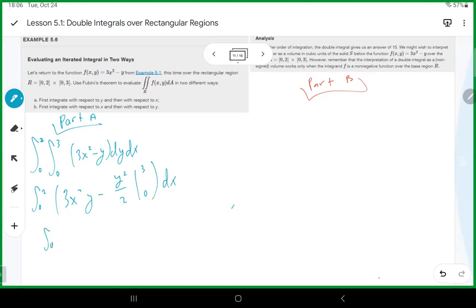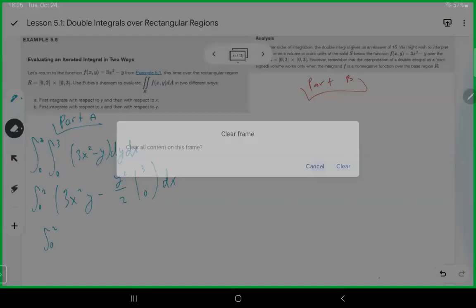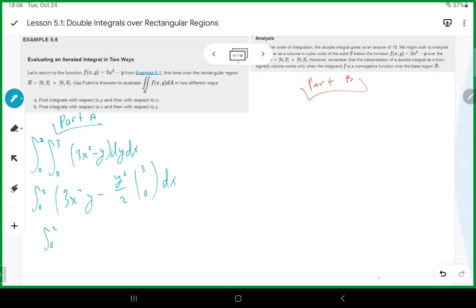So then, cancel. This time, 9x squared minus 9 halves dx is going to be 3x cubed minus 9 halves x from 0 to 2. And if you throw that in, you're going to get a 15.